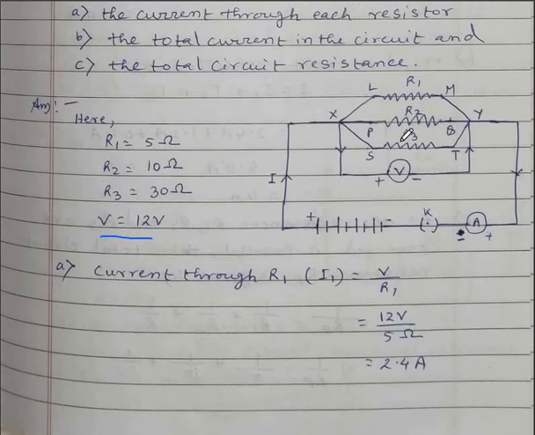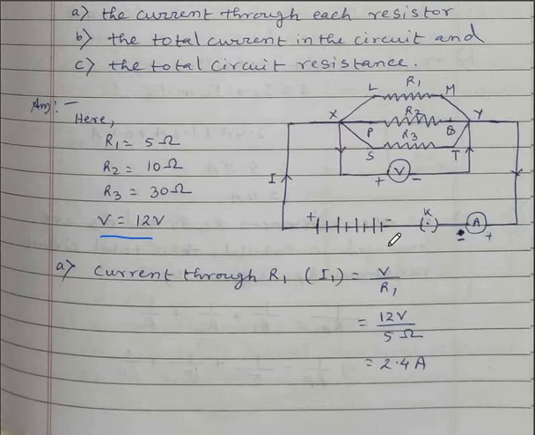Now the current through R1, as per Ohm's law, I is equal to V by R. So the current through R1 you can mark as I1, which is equal to V by R1. V is 12 volt, R1 is 5 ohm for the first resistor. Divide this, we get 2.4 ampere.